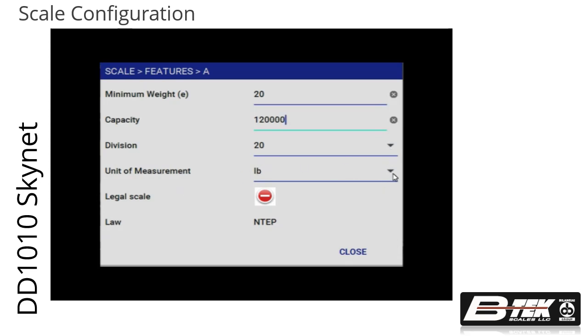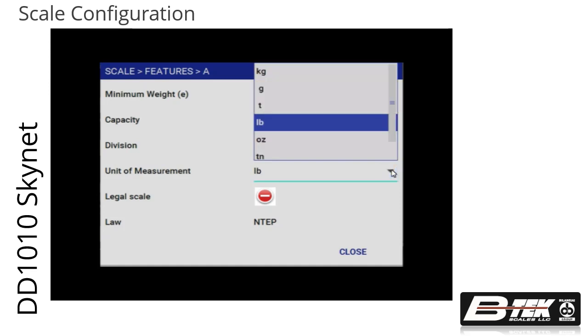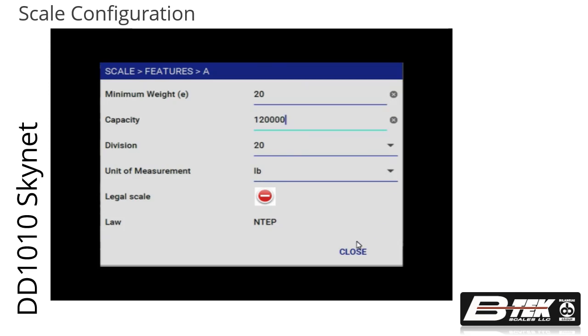Unit of measure will be the calibration unit of measure. It's defaulted to pound, but it can be changed. You'll see that it's not currently set up for a legal scale. We'll turn that on later after we're done calibrating.